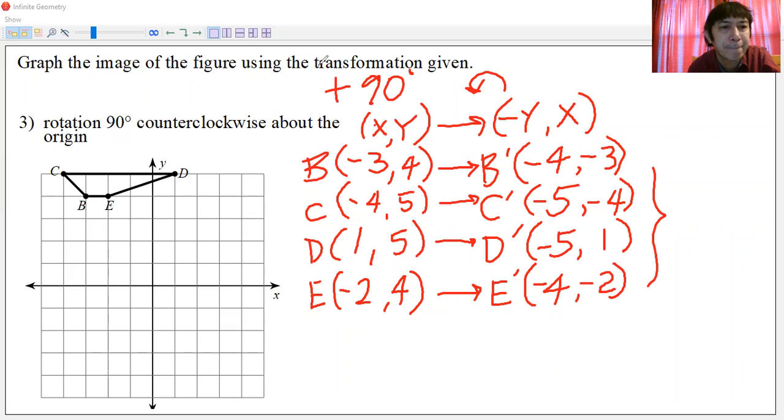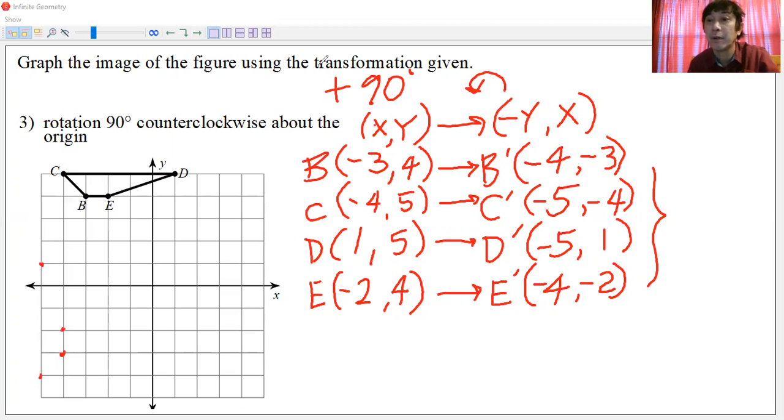This will be counterclockwise. So let's plot B prime. It's (-4, -3). It must be here. C prime is (-5, -4), so it must be this point over here. Next, D prime is (-5, 1), so it is just over here. And E prime, that's (-4, -2). So it must be this point over here.